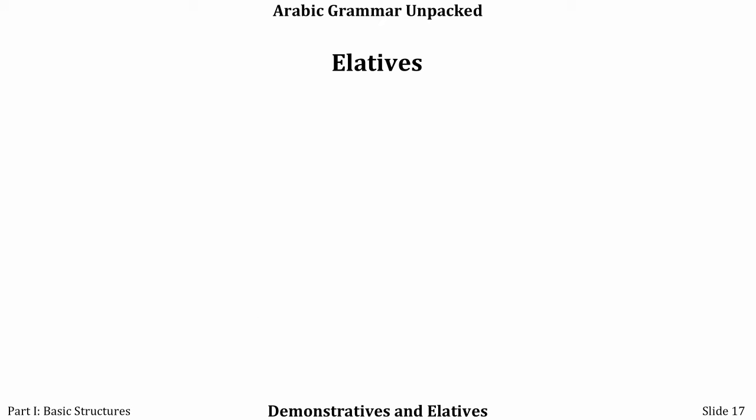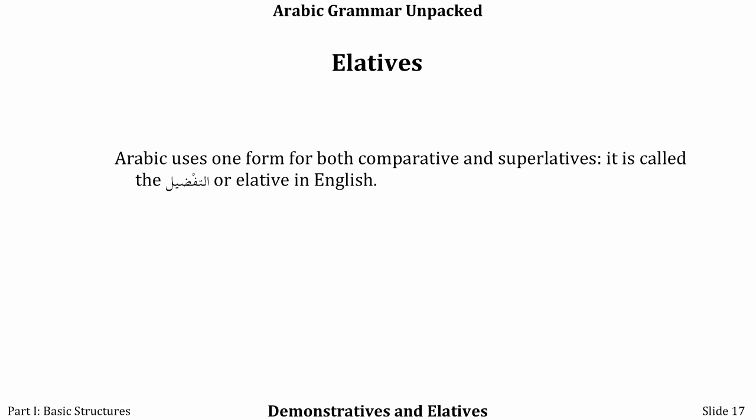Now let's move on to the second major topic of this lesson, elatives, or comparatives and superlatives in English. Arabic only uses one form for both comparatives and superlatives. It's called the tafdil form in Arabic, which means something like preference, or elative in English, which is purely a grammatical term and not something you'll see very often in any text.